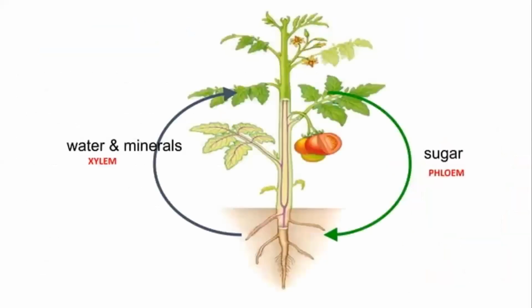The main function of the xylem is conduction of water and minerals from the roots to the leaves and upper parts. The main function of the phloem is conduction of food from the leaves to the roots. Photosynthesis occurs in the leaves, producing carbohydrates, which are transported to the roots through the phloem. The roots absorb water and minerals, which are transported to the leaves and all other parts through the xylem.